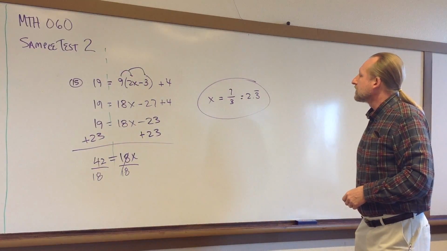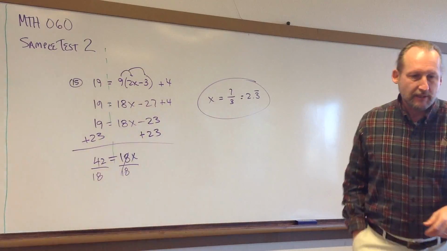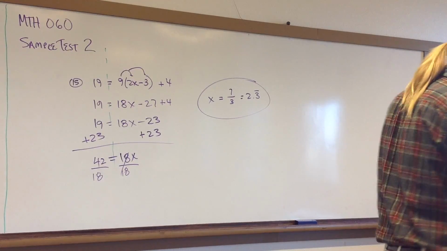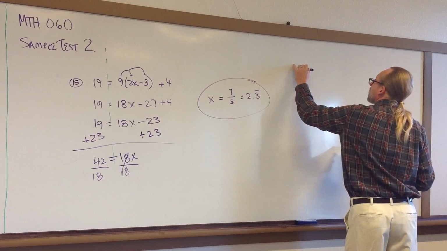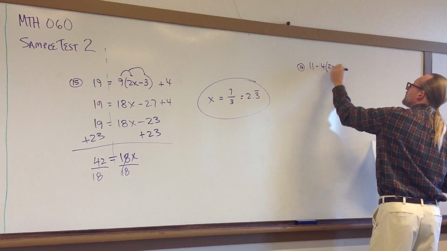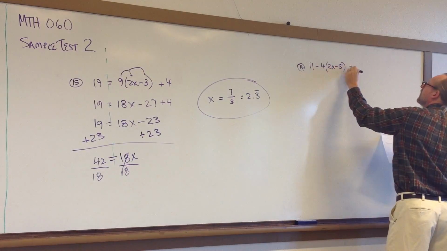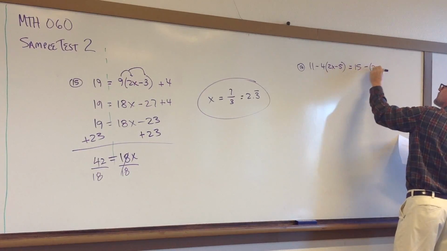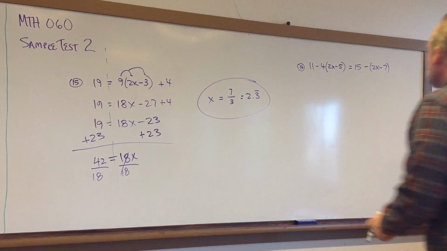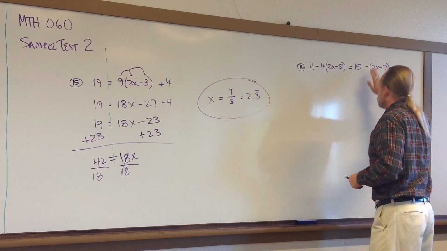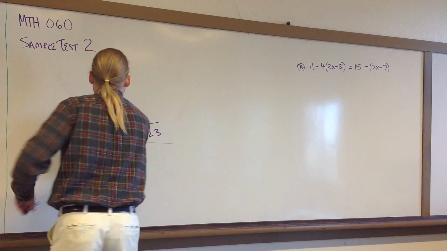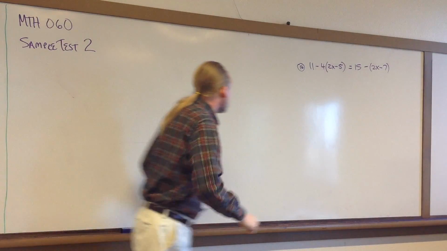All right. Let's see here. Let's take a look at problem 16. Minus 4 times 2x minus 5 equals 15 minus 2x minus 7. So this one has quite a bit going on in it. You've got these parentheses that you're going to have to distribute. You've got variables on both sides. So let's take a look at it, see what we can do.